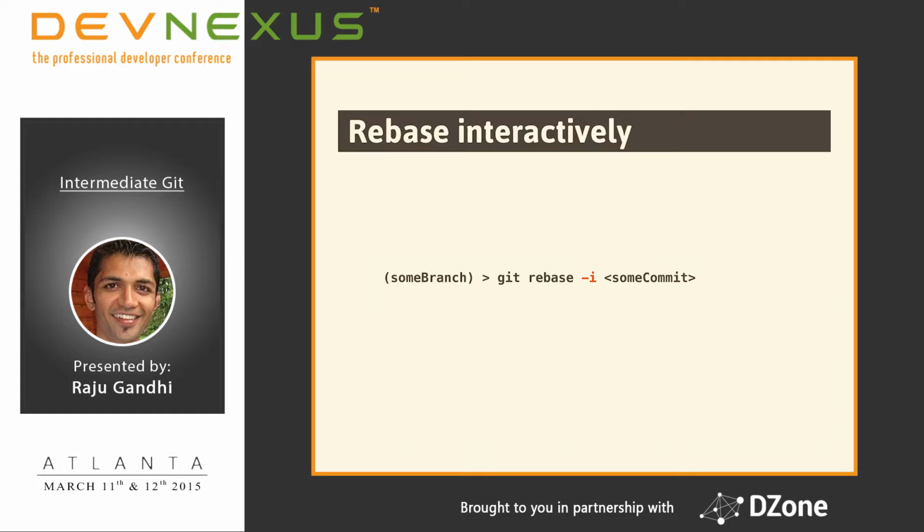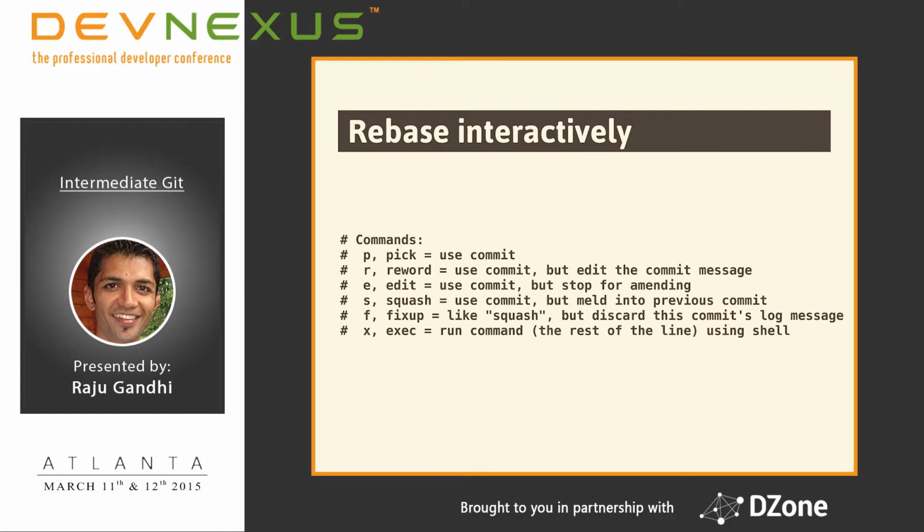Lousy analogy, but the point still stands. So this is all you can do. We did pick, we did revert, we did edit, we did squash. You can exec, which is what I was telling you, is run a command against that commit using a shell script.